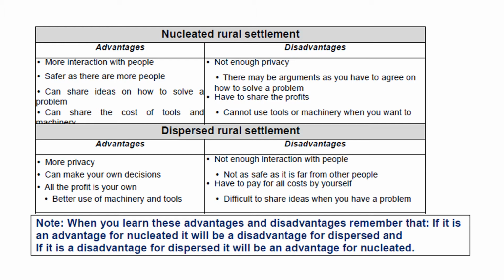As far as the dispersed settlement is concerned, there's more privacy, but then again there's not enough interaction with people, and we have definitely seen with our social distancing now that interaction with people is something we miss. However, you can make your own decisions. All the profit is your own because it's your own farm. It's just you that's farming there, and better use of machinery and tools. The thing is that you have to pay for everything by yourself, so there's no shared costs there. Right, I think that's it.